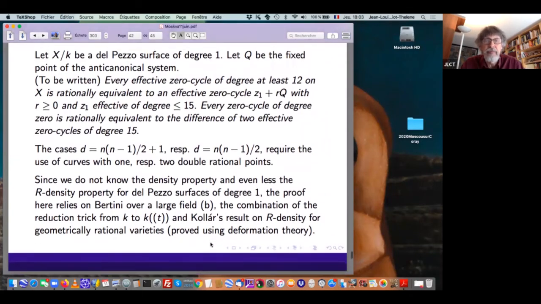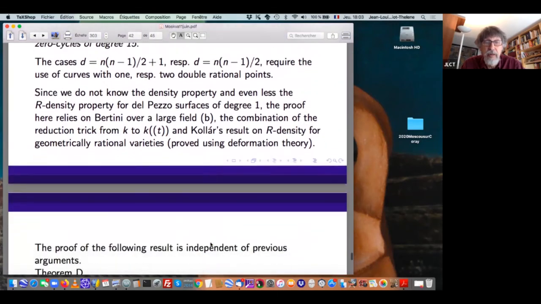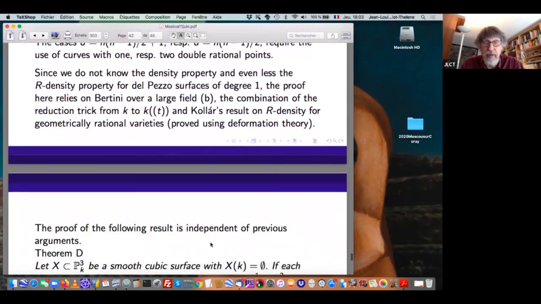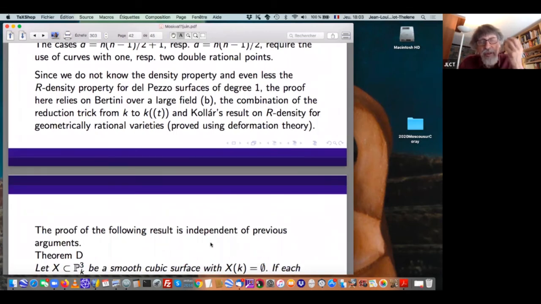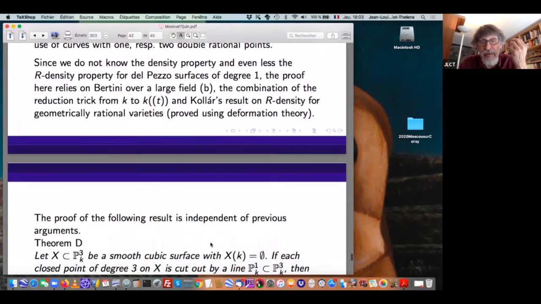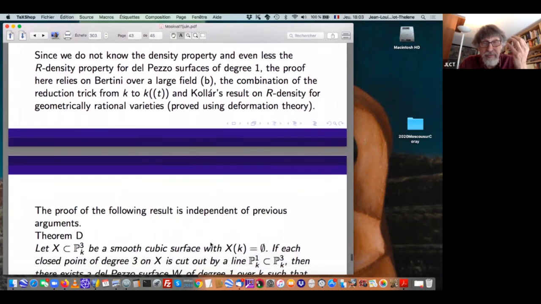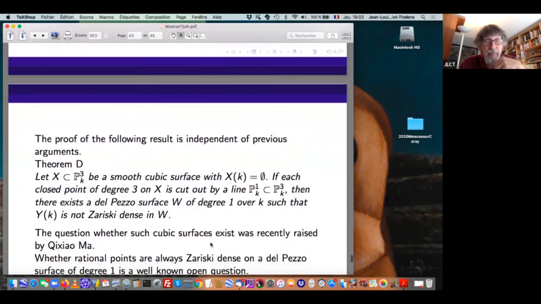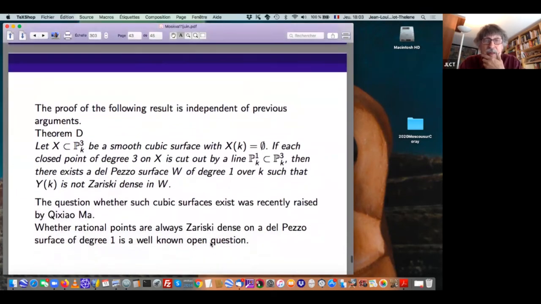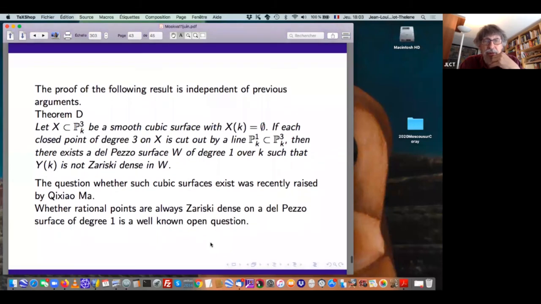Okay. So that's the proof of this result. Now I have another result, which is connected with cubic surfaces. It is independent of the previous arguments, but the topic is very close. So let me discuss this one, and you may forget what you heard until now. Here's the theorem.